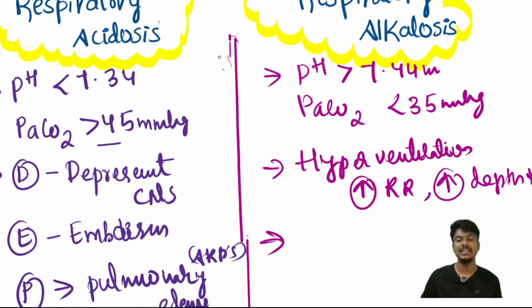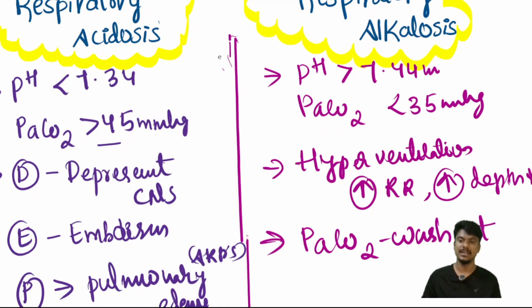What is the pathophysiology behind respiratory alkalosis? There is PaCO2 washout, carbon dioxide washout. That's why there is loss of acid. There is loss of carbonic acid through the carbon dioxide route, so it is causing respiratory alkalosis.